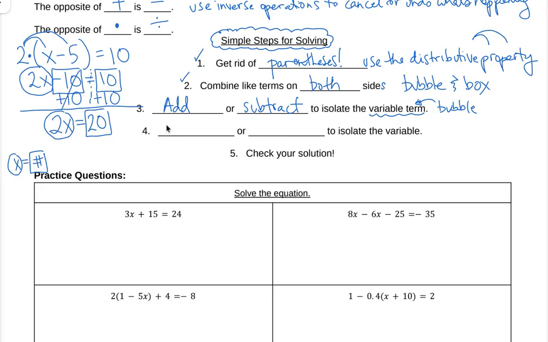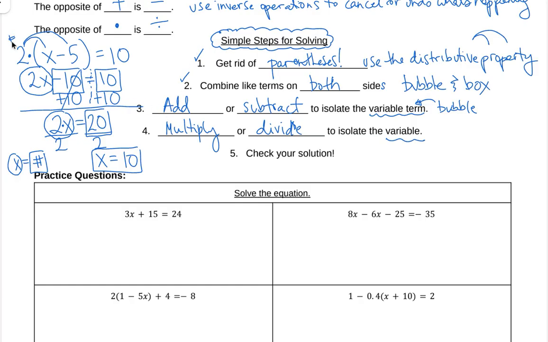So we have to go to the last step, which would be to multiply or divide to finally isolate the actual variable itself. Okay, so now we want to isolate again, but now we're trying to pare down and get just down to this variable. So we're going to divide by 2 because these are being multiplied together. The opposite of multiply is divide. So I'm going to divide these by 2 and say x equals 10.